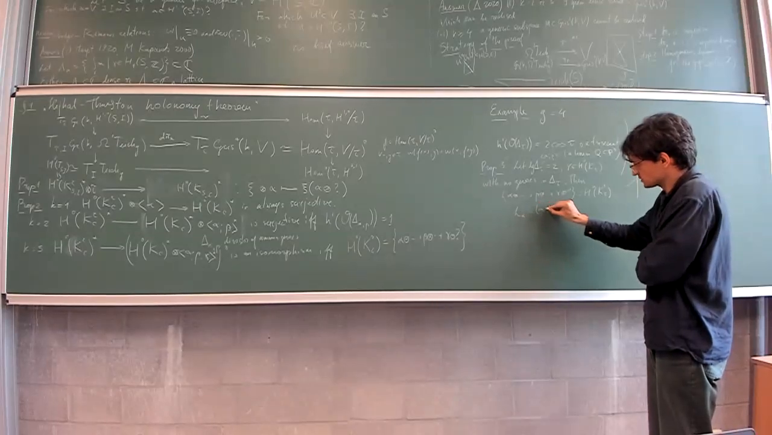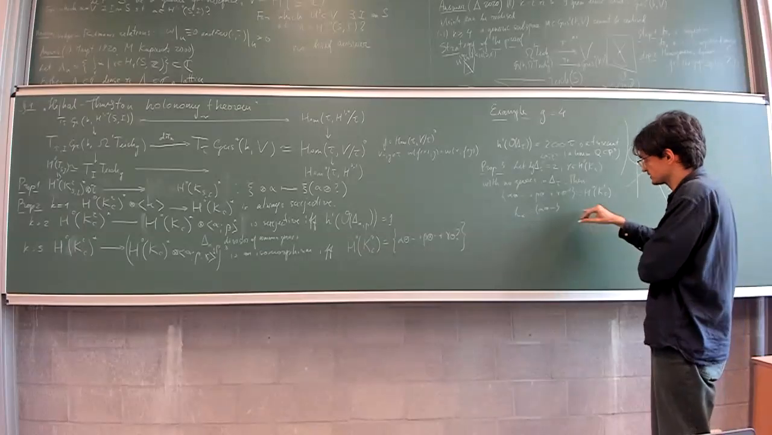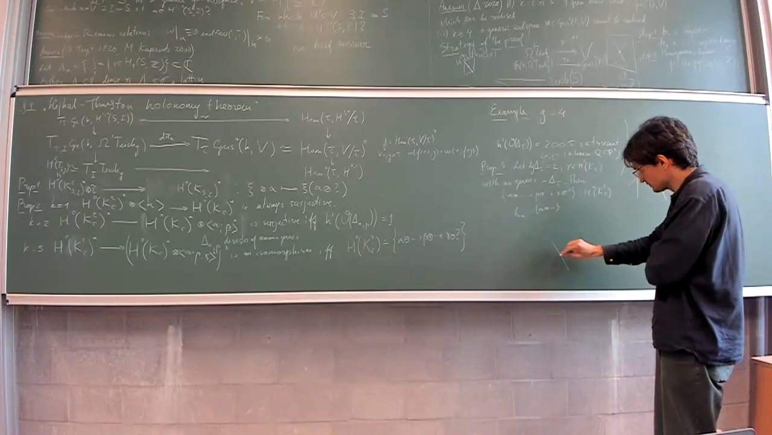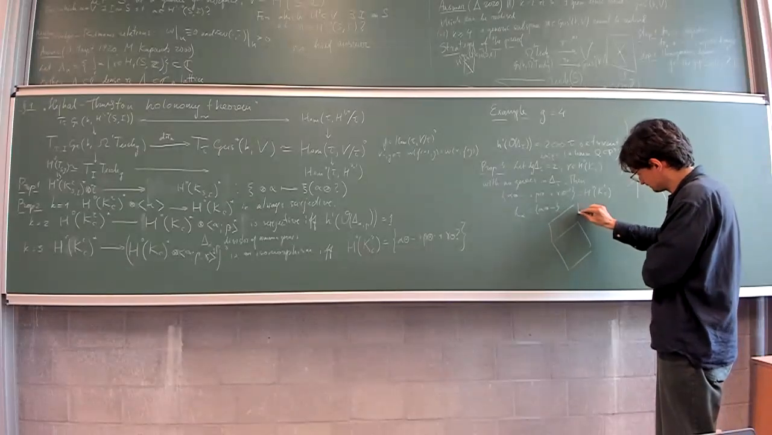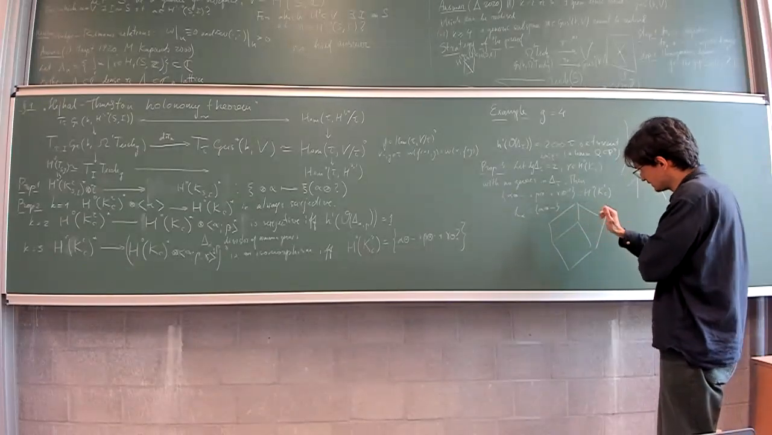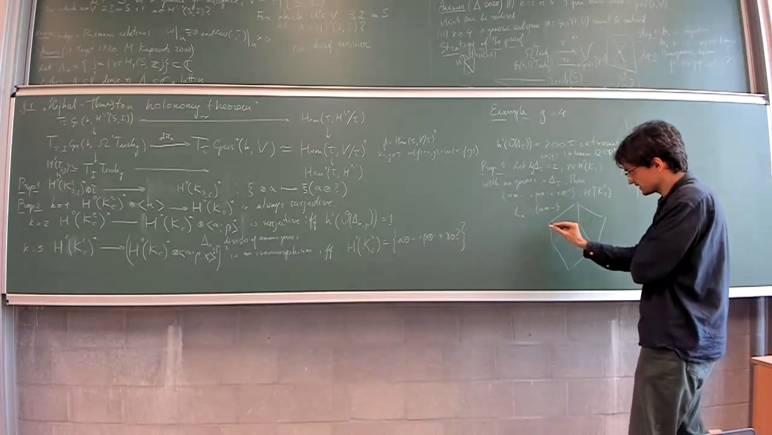Let L alpha be the space of all the quadratic differentials which are divisible by alpha, and L beta and L gamma respectively. So we have three subspaces, and we want to prove that.